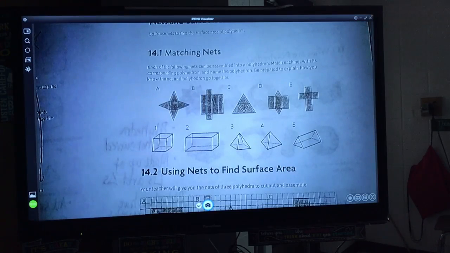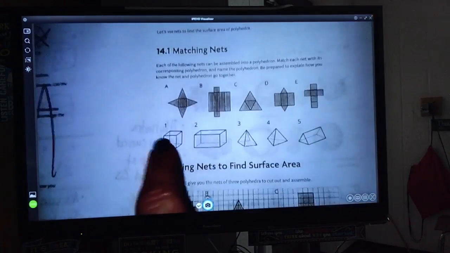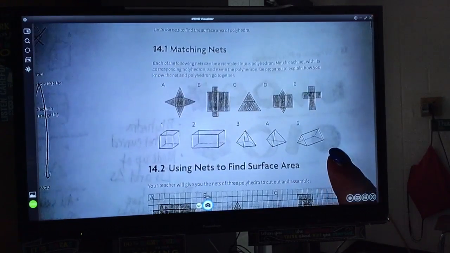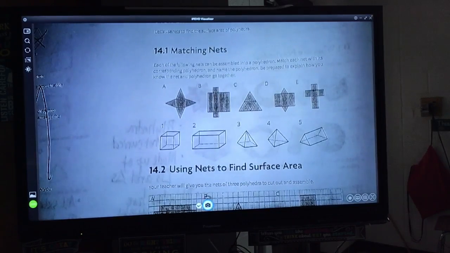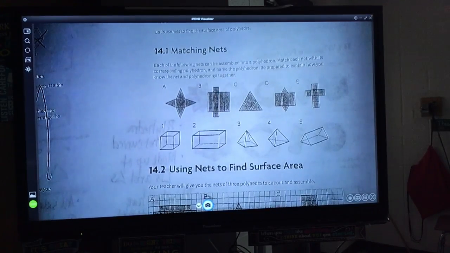It says each of the following nets can be assembled into a polyhedron. Match each net with its corresponding polyhedron and name the polyhedron. Be prepared to explain. So you're looking at A through E, and then you're looking at 1 through 5. So you can draw a line or just write the letter and then write the name that you think goes with it. I'm going to give you 3 minutes. If you finish before then, you can stand up. No, this is independent.